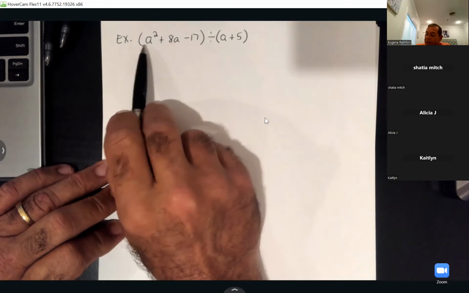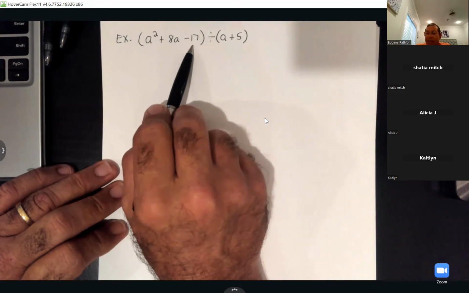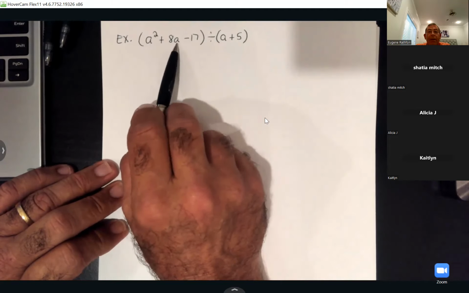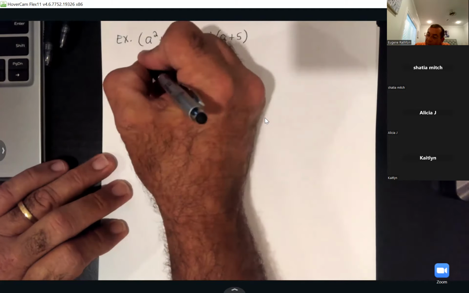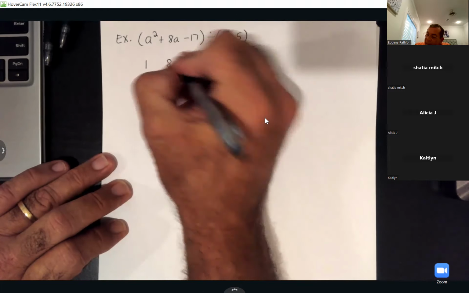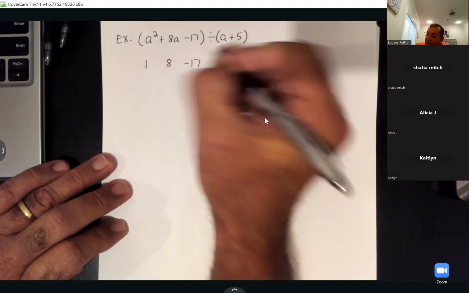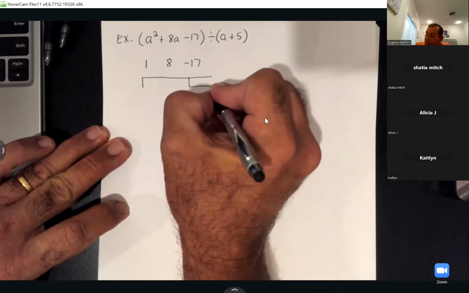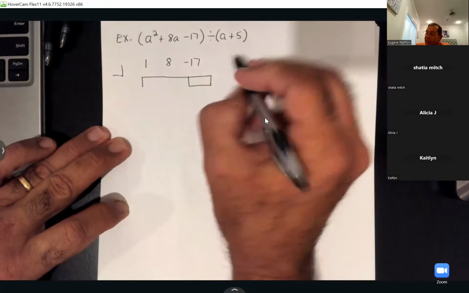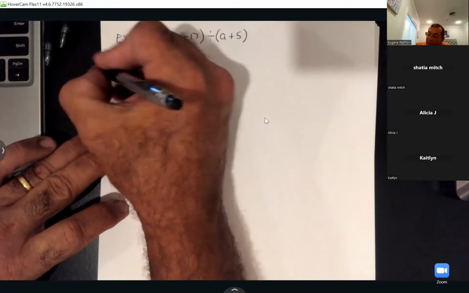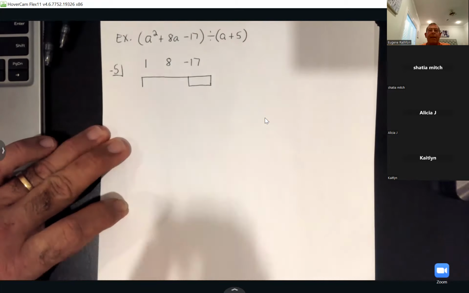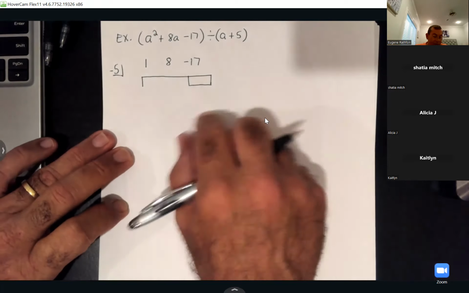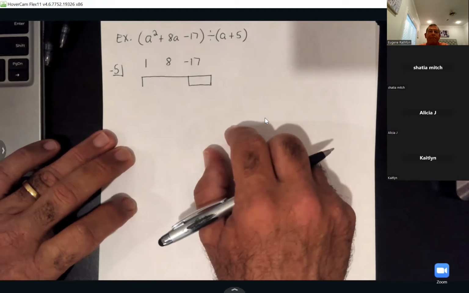All right, write our coefficients out. We got a 1, 8, negative 17. There's nothing missing because I've got my a^2 term, my a term, and my number. So our numbers will be 1, 8, and negative 17. I'm going to draw my box. My C, since that's a plus 5, our C will be a negative 5. And y'all, I'll write this remainder both ways too, okay?